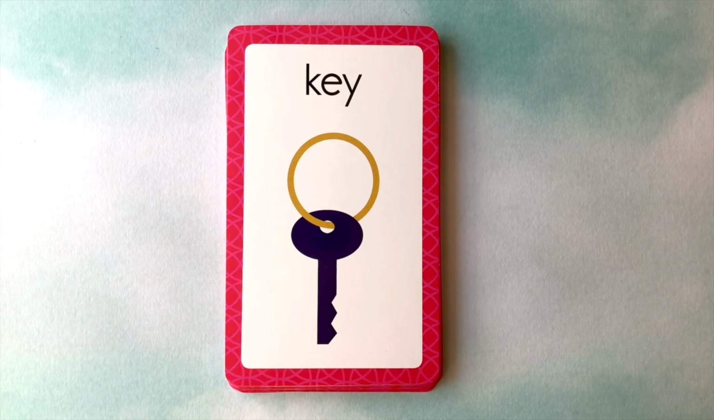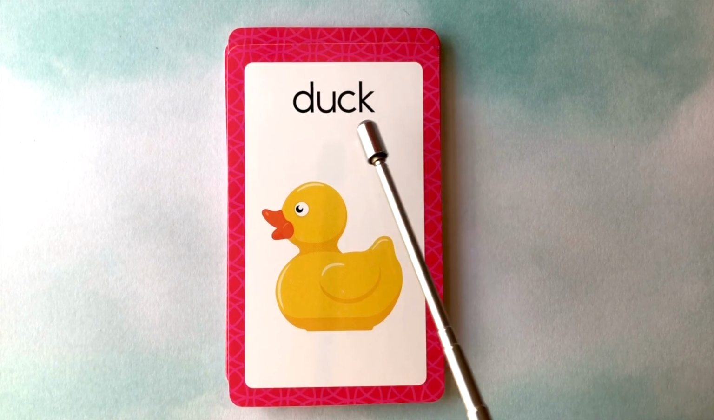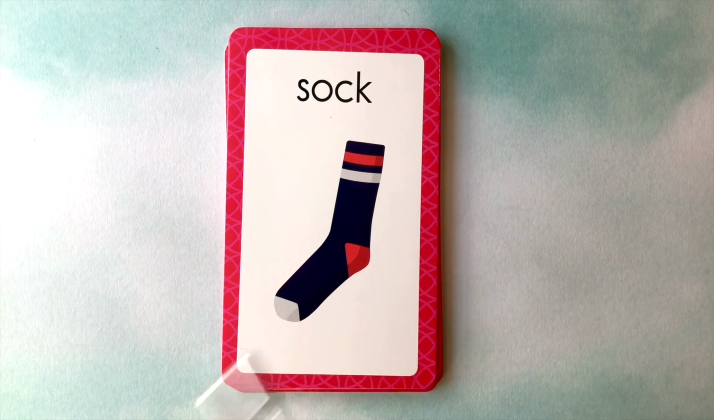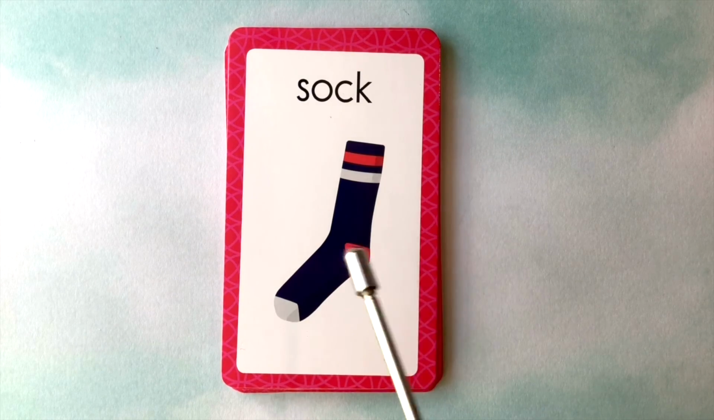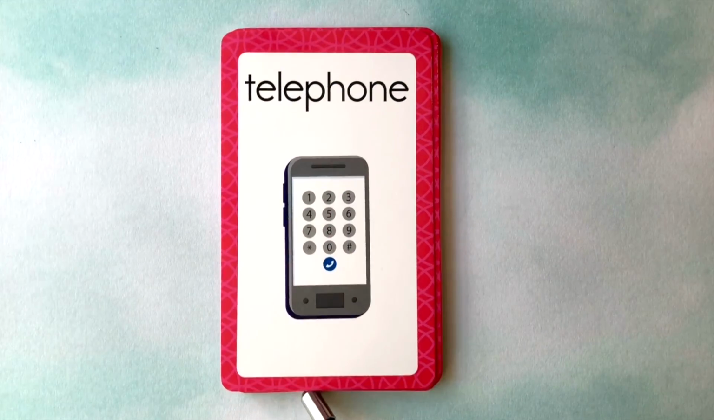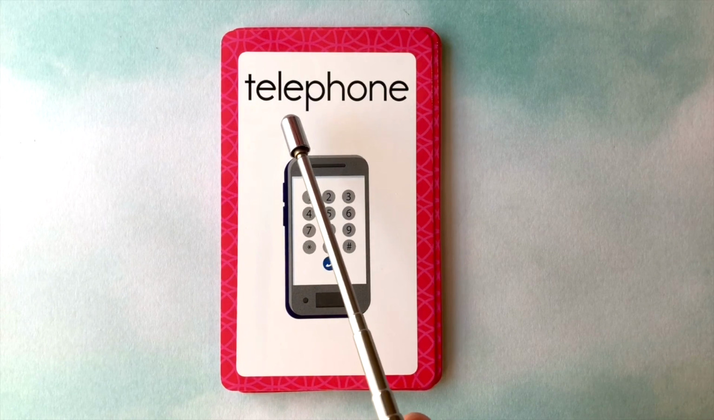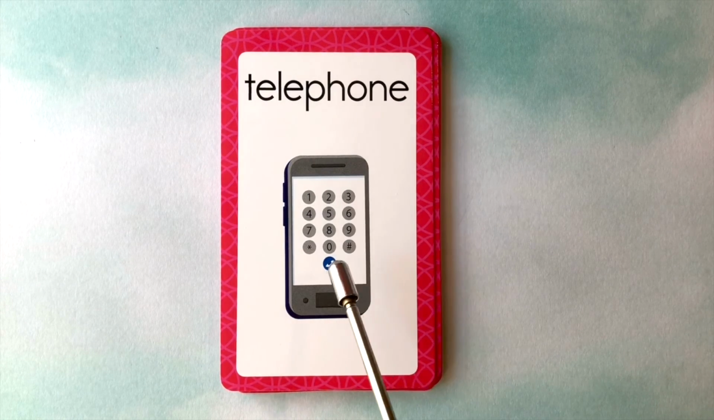Let's learn words. This is a key. K-E-Y. Key. This is a duck. D-U-C-K, duck. This is a sock. S-O-C-K, sock. This is a telephone. T-E-L-E-P-H-O-N-E, telephone.